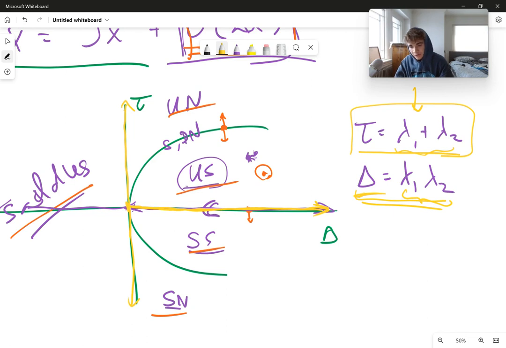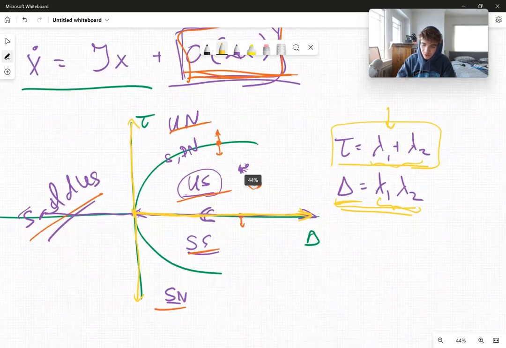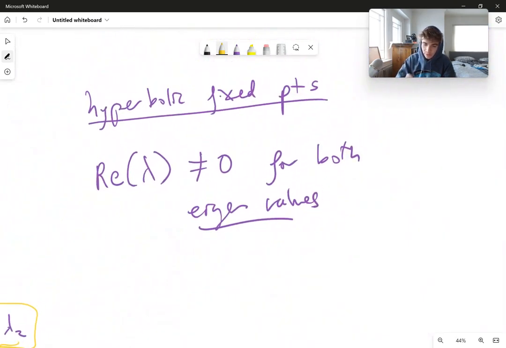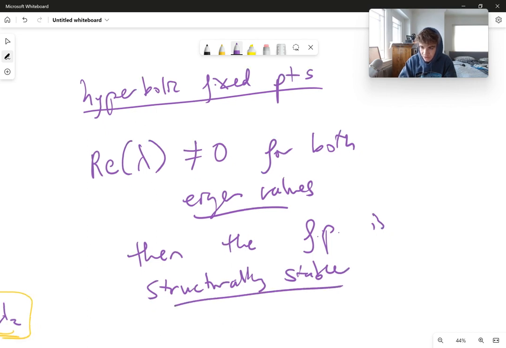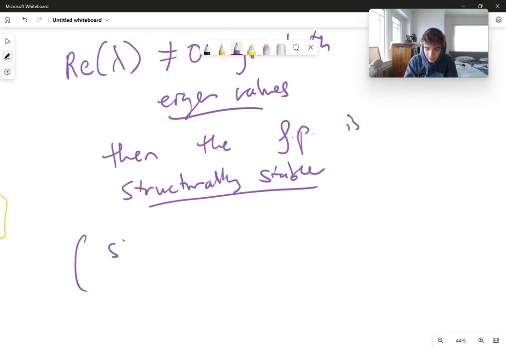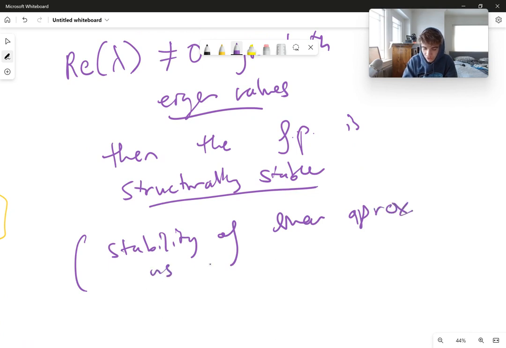And so, how do we tell if they actually lose the stability or not? And this is a really interesting question. So let me finish the theorem, which is basically if the real part of the eigenvalues is non-zero for both eigenvalues, then the fixed point is structurally stable. Which basically means that the stability of the linear approximation using the Jacobian is equal to the actual stability, okay?